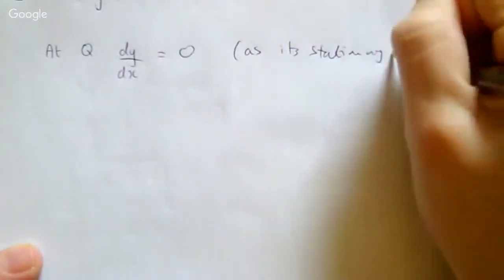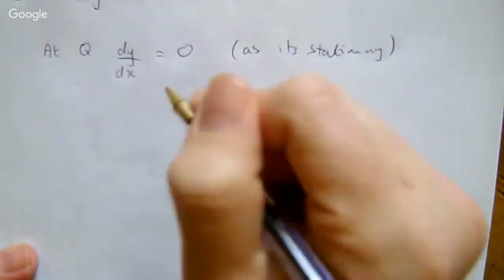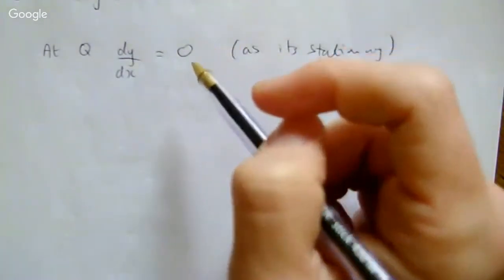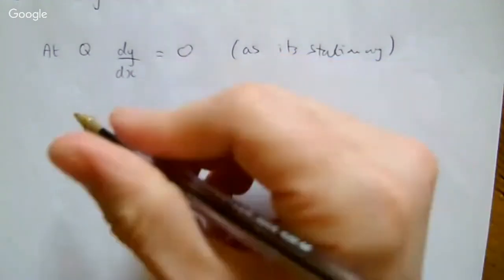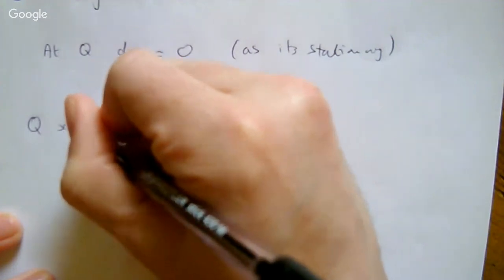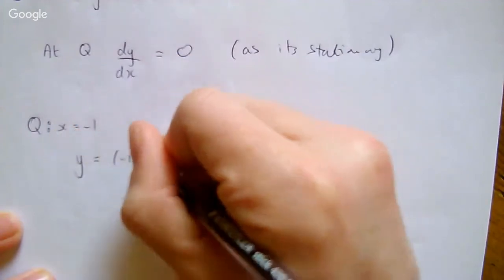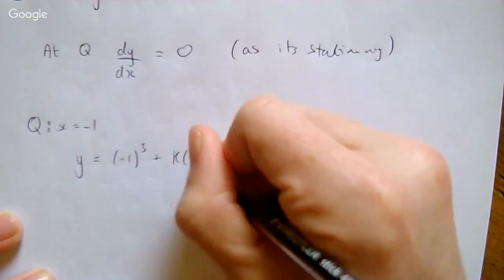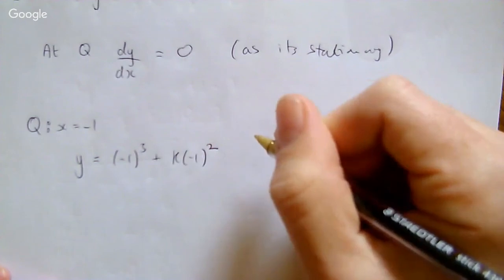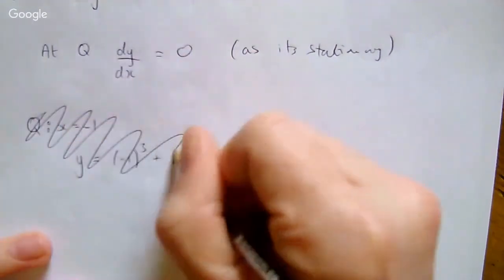Okay, so what I can do now is I can differentiate. I'm overcomplicating things here. I know what Q's x coordinate is. So if Q's x coordinate, I'm going to say Q x equals, was it minus 1? Yeah, Q x equals minus 1. So I can say y is equal to minus 1 cubed plus k lots of minus 1 squared. Hang on, I'm messing things up here. No, I was doing the right thing to begin with.